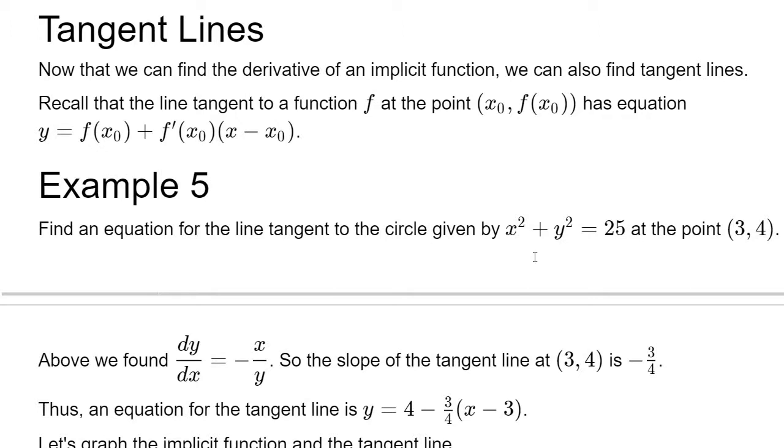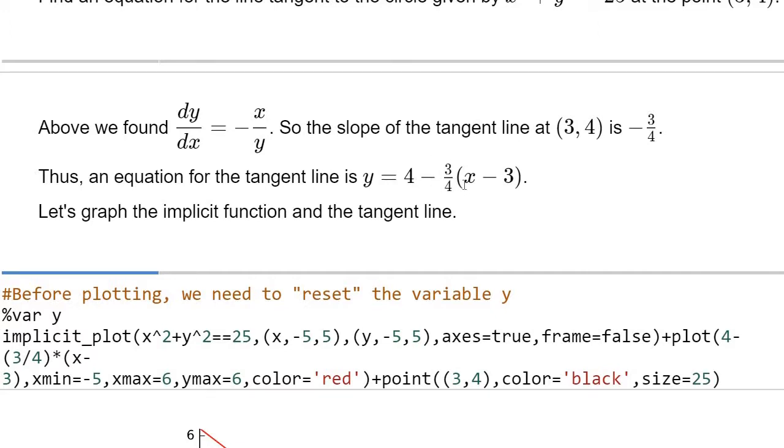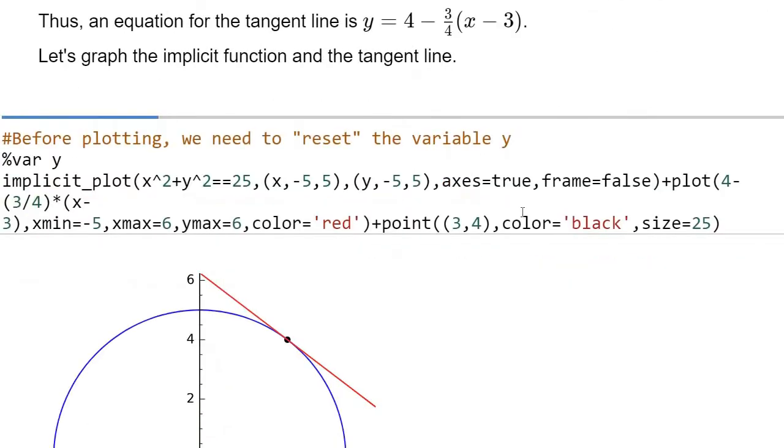All right, so let's go back to the circle, x squared plus y squared equals 25. (3, 4) is a particular point on that circle. I want the tangent line at (3, 4). Up above we found the derivative dy/dx was negative x divided by y. So the slope at (3, 4) is negative 3 divided by 4. You plug in x equals 3 and y equals 4. So minus 3/4 is the slope, and you put that into the equation for the tangent line. It's y equals the y value, 4, plus the slope, minus 3/4, times x minus the x value, 3. Now let's go ahead and graph those two together.